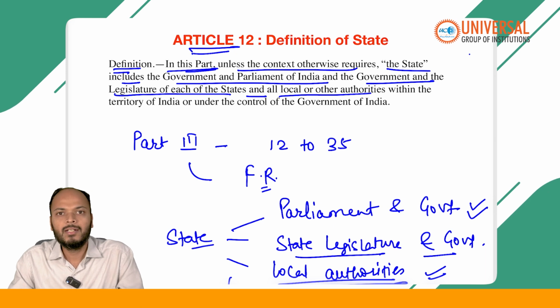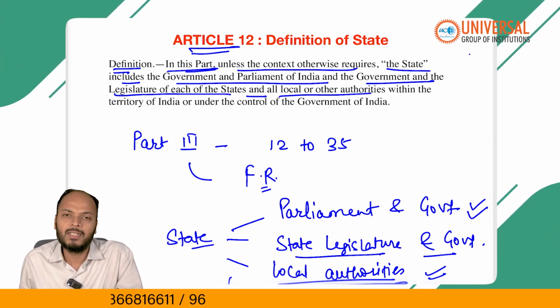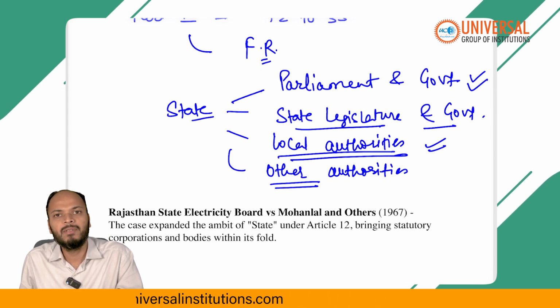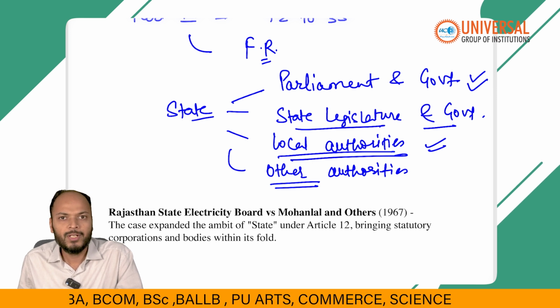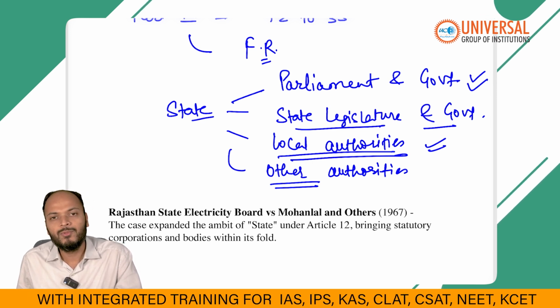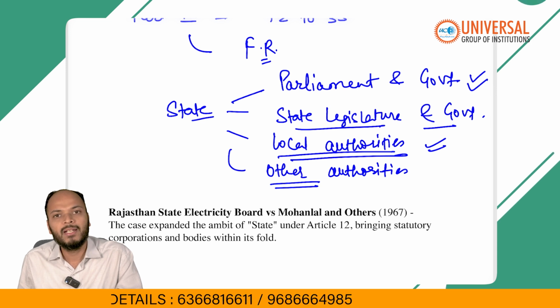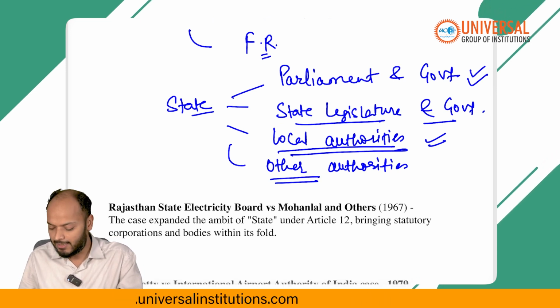Now this question of which authorities will be considered as other authorities has been interpreted by the Supreme Court of India in various of its judgments. So we are going to discuss various Supreme Court judgments or cases to understand what all can be considered as other authorities for the definition of state under Article 12.